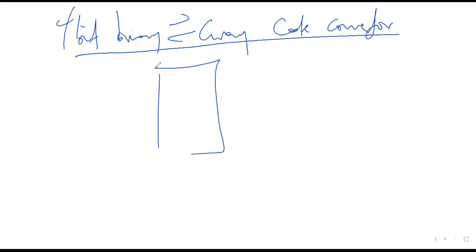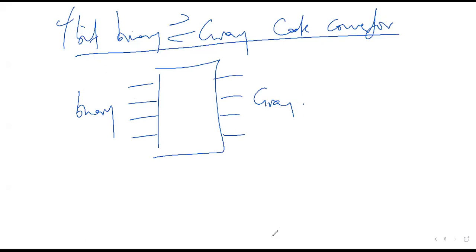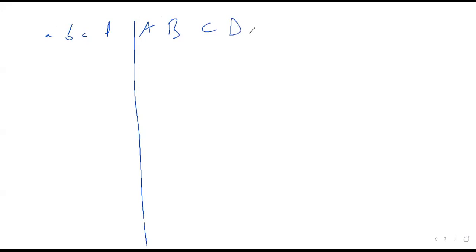So my code converter, what will happen with it? It's a 4-bit binary to gray code converter. It has 4 input bits, which are binary, and 4 output bits, which are gray. For my truth table, let's say my binary inputs are A, B, C, D. Let's put capital letters A, B, C, D. This is gray. I have my inputs on my left and my outputs on my right.